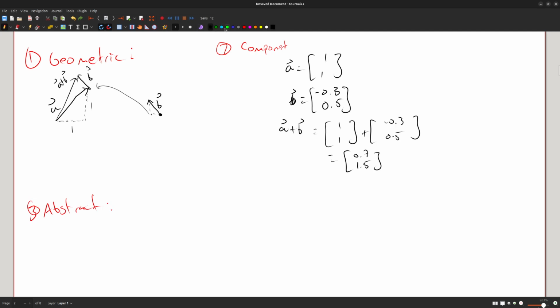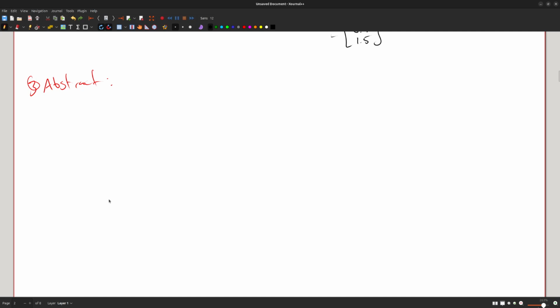So for the abstract definition, we're not going to start by defining a vector. We're actually going to start by defining a vector space. And then vectors are just elements inside of your vector space. So a vector space is a pair. So this is really your vector space here. But it also comes with some field F.